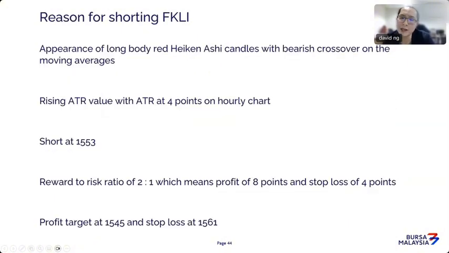Keep in mind, the volatility on FKLI is generally relatively lesser compared to FCPO, on a point value basis. So generally, for those who are new and want to trade the futures market, I think FKLI is a very good instrument to look at, given the nature of the volatility of the product itself. The reason for shorting is very clear. You have long-bodied Heikin bars with a bearish crossover on your moving averages. Your ATR value is 4 points, so that gives you a signal of where you should place your profit target and your stop loss. That's how you manage your risk according to the ATR value.